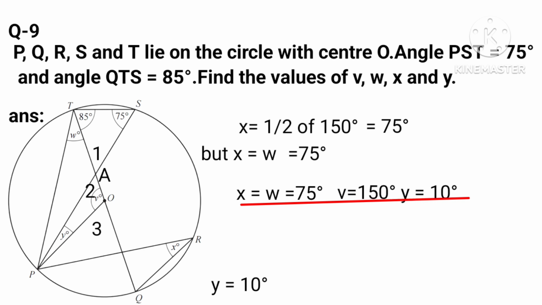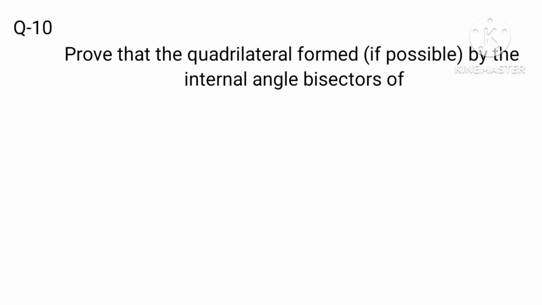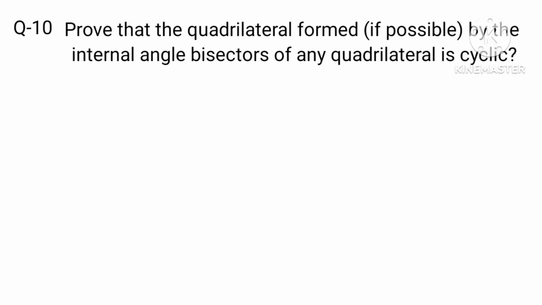Y equals 10 degrees. Prove that the quadrilateral formed, if possible, by the internal angle bisectors of any quadrilateral is cyclic.